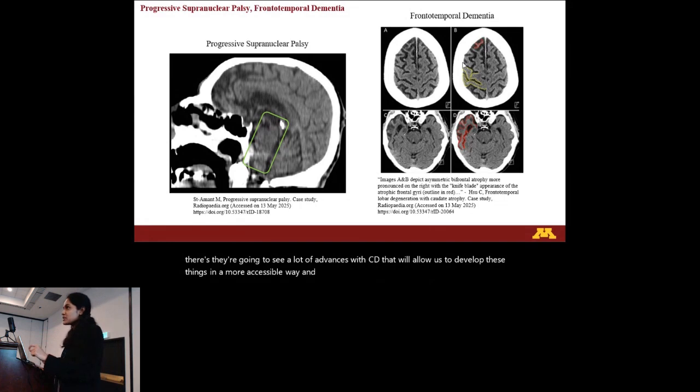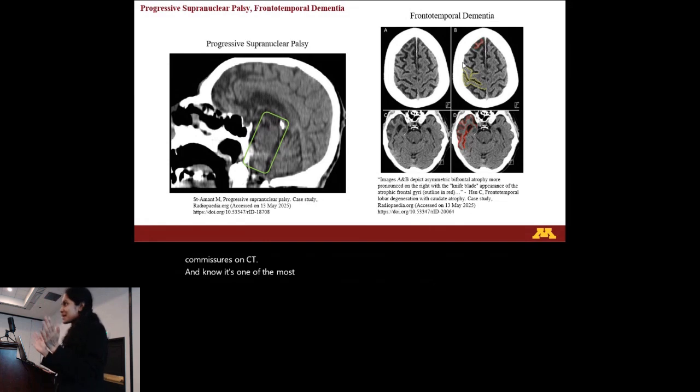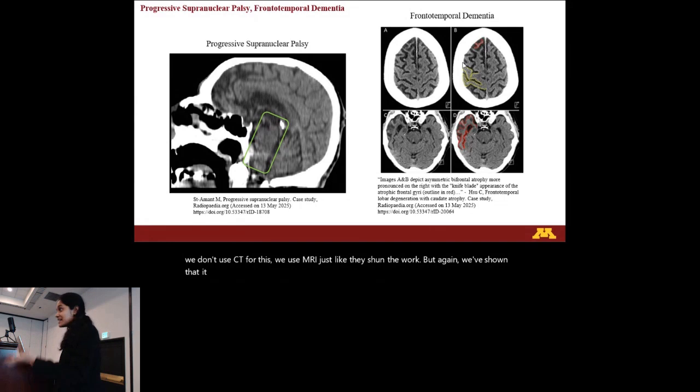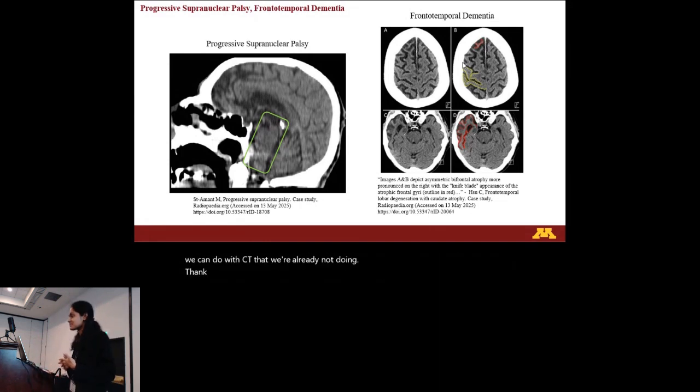And the last point I wanted to mention is, in one of our recent projects, we're looking at identifying the anterior and posterior commissures on CT. One of the most frequent comments I get when I present this work is, we don't use CT for this, we use MRI. They just shun the work. But we've shown that it performs really well, and there is an opportunity there, which unfortunately is missed when people don't take the chance. To solve that problem, we have a deep learning solution. So I definitely think there's a lot more we can do with CT that we're not already doing. Thank you.